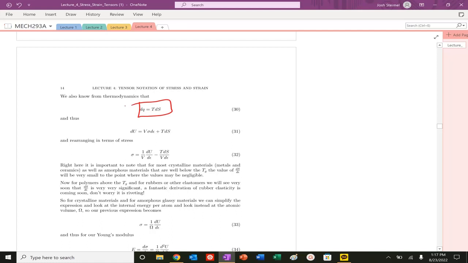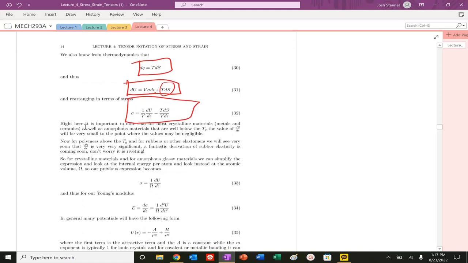I know my dQ, from the second law of thermodynamics, is equal to TdS. So the internal energy is going to change as a function of the change in strain in my system, plus some entropic term. Or I could rearrange this whole equation in terms of stress, where my stress is going to be proportional to the change in the internal energy of our system as a function of the change of strain, plus the change in the entropy of my system as I strain the system.